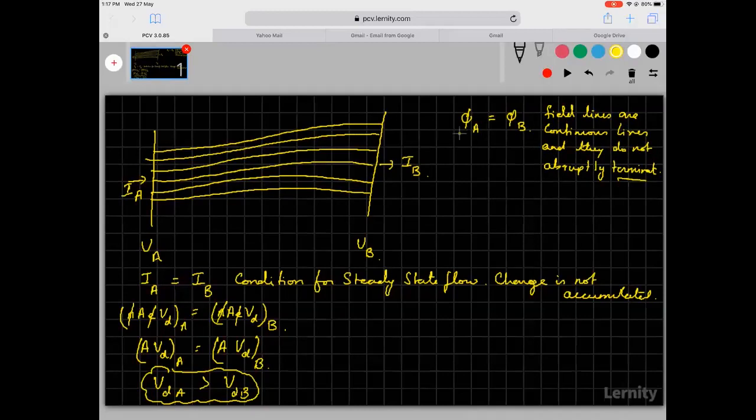Now phi A is equal to E dot A, that is, electric field at A times area of A is equal to electric field at B times area of B. Now area of B is greater than area of A, so what can you infer? That the electric field at A is greater than the electric field at B. I hope you are able to understand this.